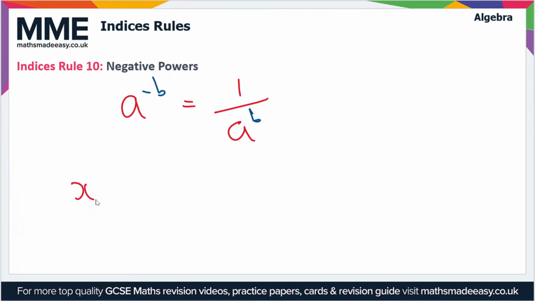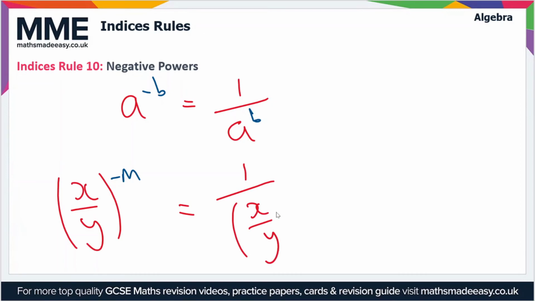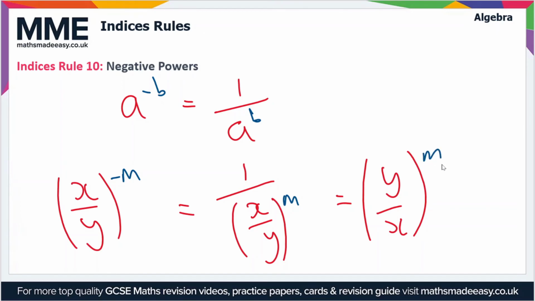So even if we have a fraction, for instance x over y, and we have this to the power minus m, this is going to be equal to 1 over x over y to the positive m, and what this actually does is it flips the fraction. So we end up with y over x all to the power positive m. So it's just something to think about there, but that's about it for this video.